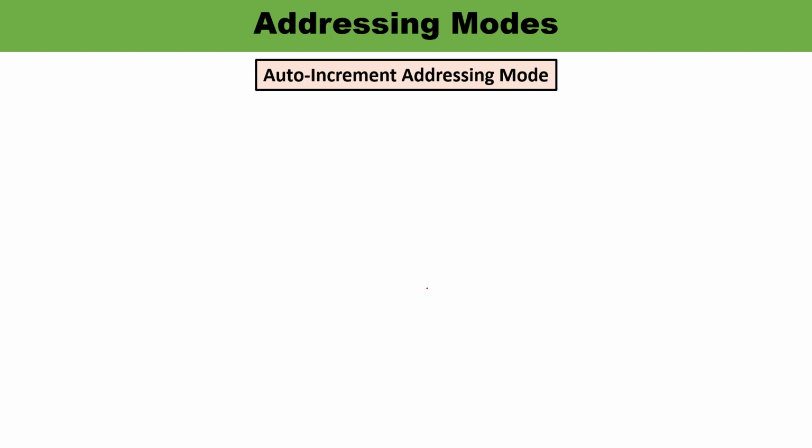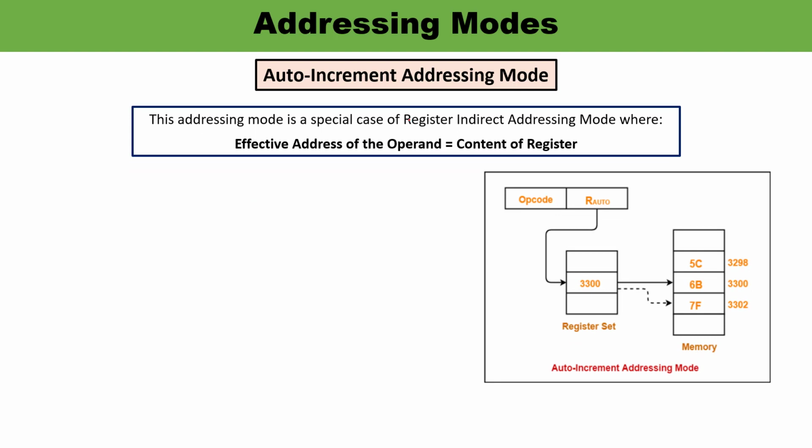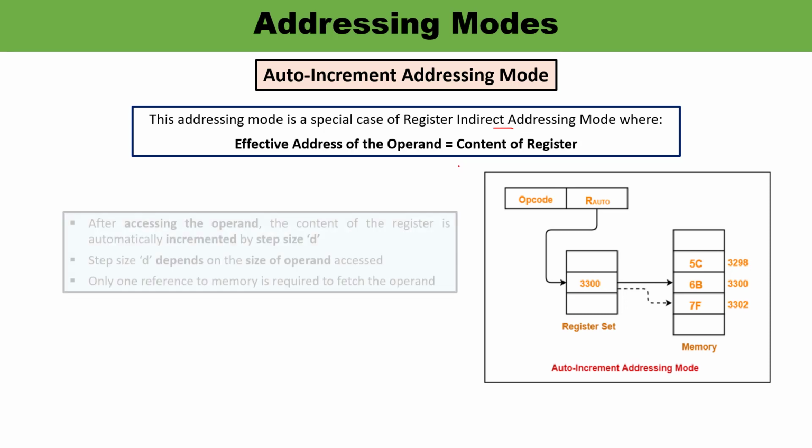Auto increment addressing mode. From the name itself it must be clear to you: increment, after performing some task there must be some increment. This addressing mode is a special case of register indirect addressing mode. Here the effective address of the operand is equal to the content of the register. What happens in this case? After accessing the operand, the content of the register is automatically incremented. Incremented by what? By the step size, and the step size depends upon the size of the operand.